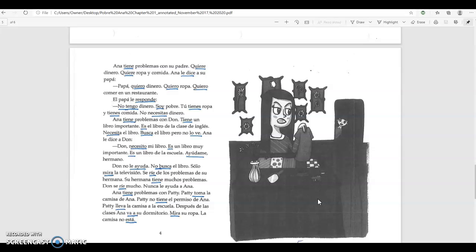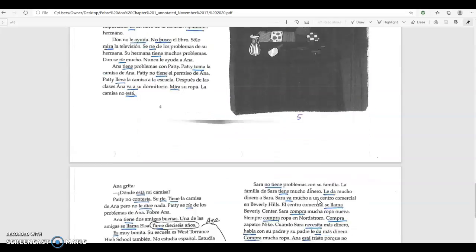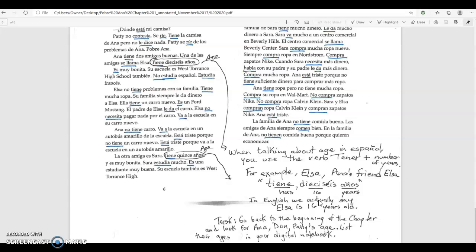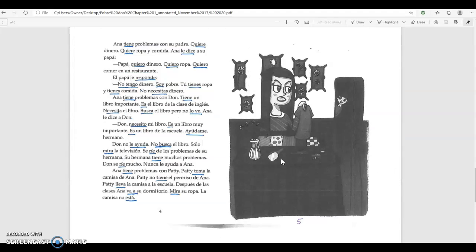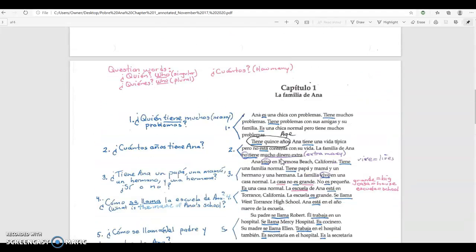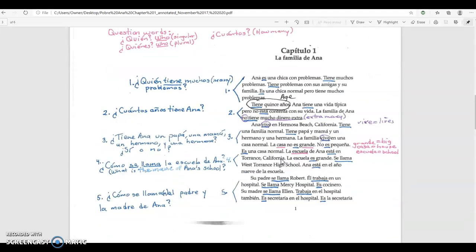So that's 3 and 4. That's your task. Then on the last 2 pages, I'm not going to have you read the entire 2 pages. I am going to highlight how to speak about age in Español. I will explain that a little bit more, but I want to make sure that you understand that each page has a task.